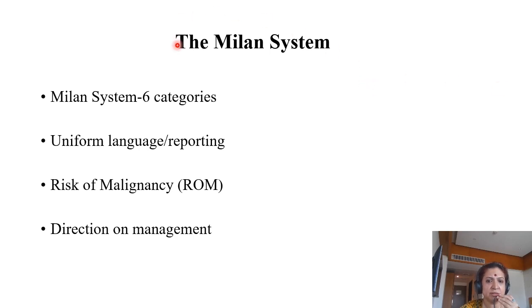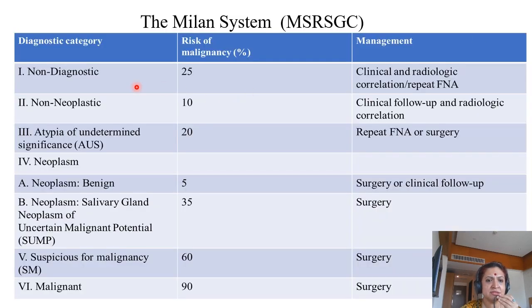So briefly about the Milan system, as we all know, there are 6 categories in the Milan system, and like the different systems, the Bethesda of the thyroid and all, the advantage is that across the world there is a uniform language for reporting so that the clinicians can interpret according to which category you are putting the lesion, and they can plan the management, and also they get an idea about the risk of malignancy. So this is the Milan system.